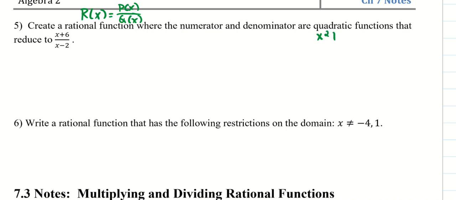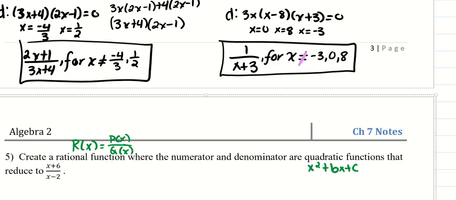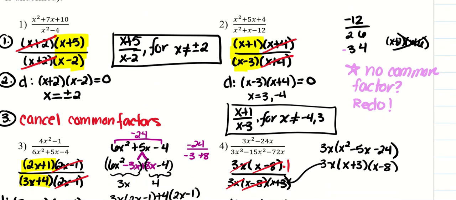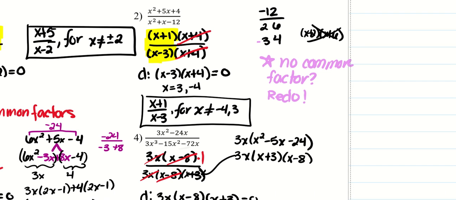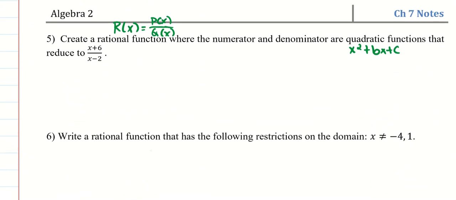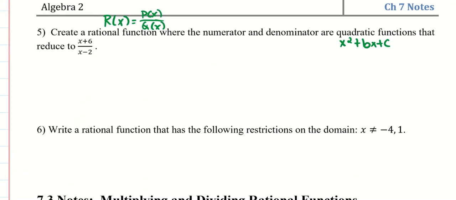So we want something that's x squared plus bx plus c. We do know what quadratic functions look like, and if we're reducing to x plus 6 over x minus 6, I'm going to go back to, let's look at question 2. So we reduced to a ratio with an x plus 1 and x minus 3 in the denominator. So we're starting with this simplified form, and we need to go backwards. And so if we're going backwards, we're going to multiply the numerator and denominator by a factor that would be cancelable, or in other terms, the same factor.